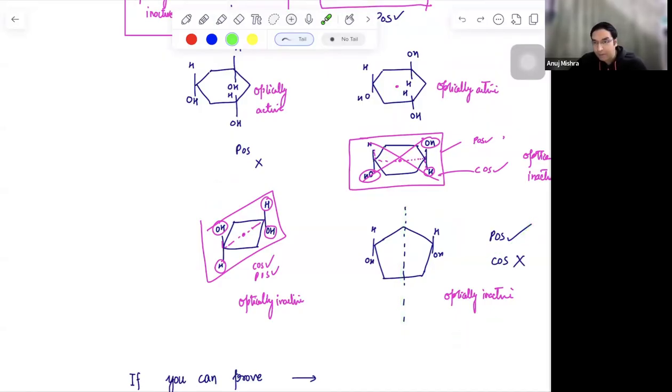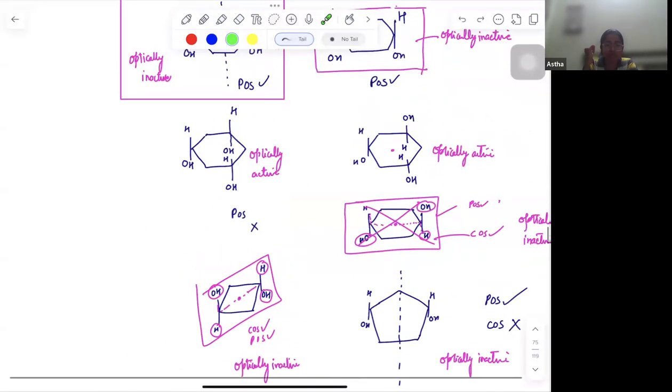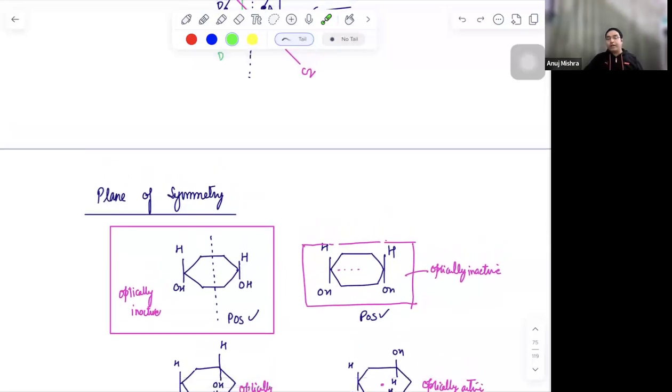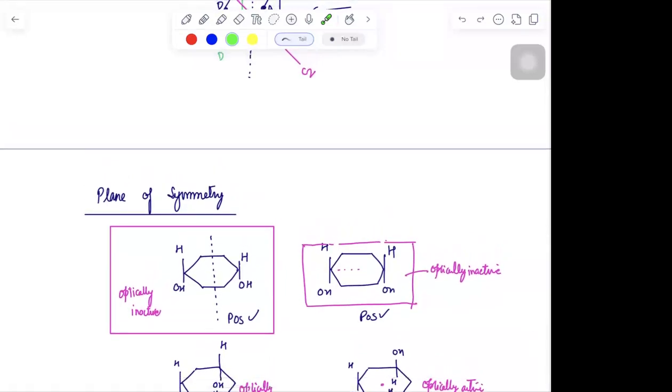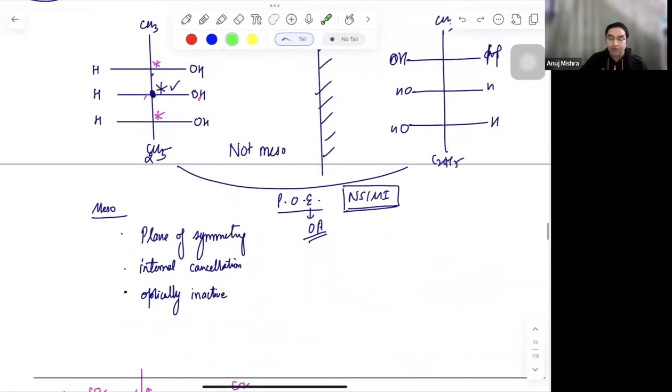So try to figure out optically inactive. That means you have to figure out at least one center of symmetry or one plane of symmetry. So can you show any of these things? What are the conditions for a meso? Meso is internal plane of symmetry. So now the conditions you showed, some three conditions: plane of symmetry, internal cancellation, optically inactive.